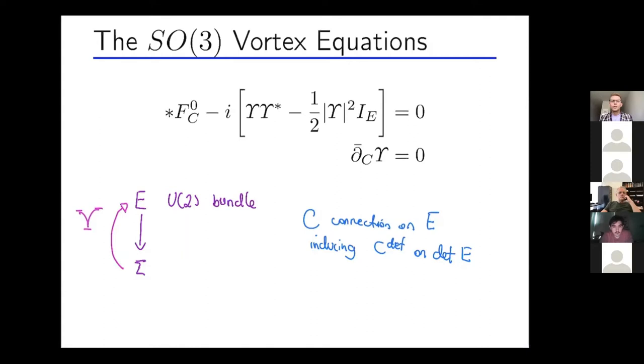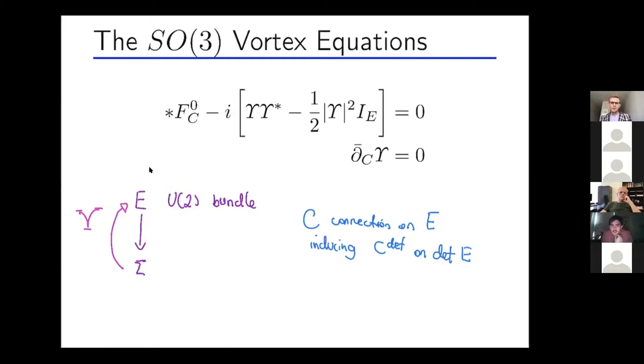Now, we follow the standard gauge theory tradition that instead of looking at all the U2 connections, you look at those connections which induce a predetermined connection on the determinant line bundle. This is a familiar trick in some sort of homology. The net effect is that typically the space of connections would be affine over one forms with values in the Lie algebra of U2, but since you're fixing the connection on the determinant, the space of connections is affine over one forms with values in the Lie algebra of SU2. It's well known that the Lie algebra of SU2 is isomorphic to the Lie algebra of SO3, so this is why you typically call these the SO3 vortex equations.